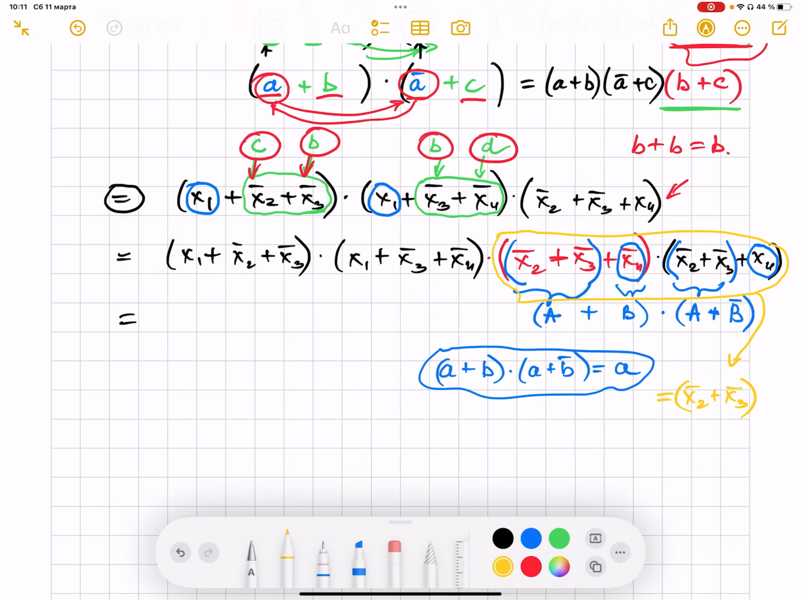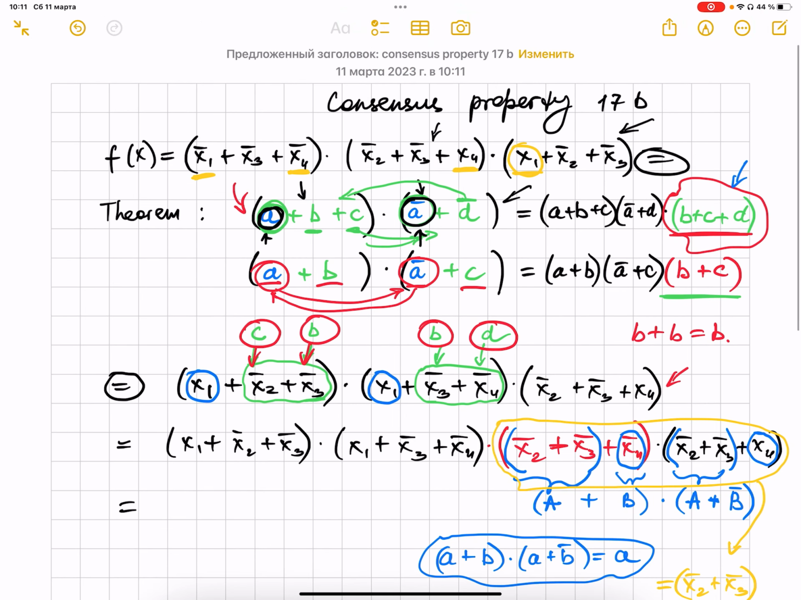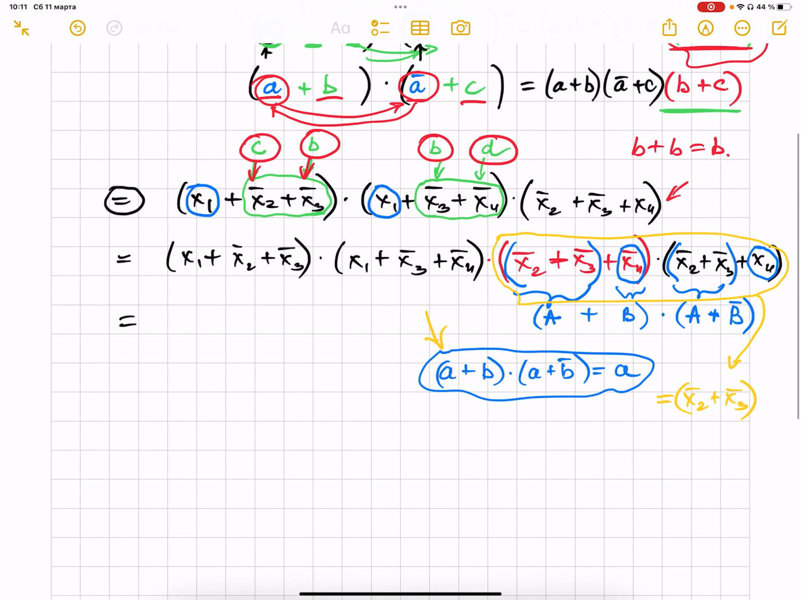So you see, when this whole function was originally given, it was not possible to use this property, but after using the consensus theorem, our life became easier. Now we can apply other logical laws to minimize our function. We can do this thanks to the consensus property, thanks to adding this expression in the right color. So let's continue. Instead of the multiplication of these two expressions in the yellow frame, I'm going to write this one.